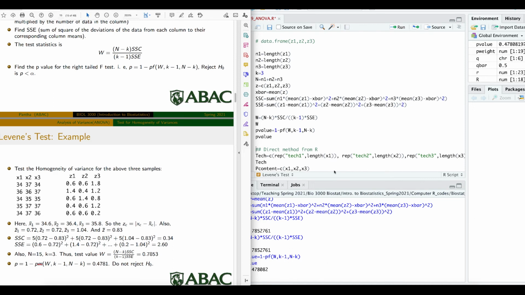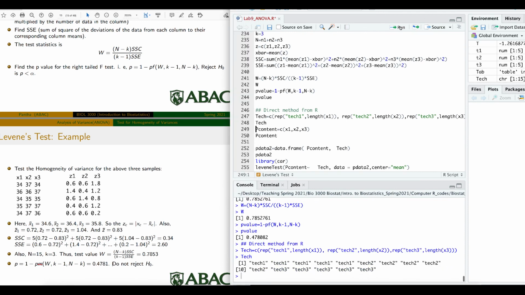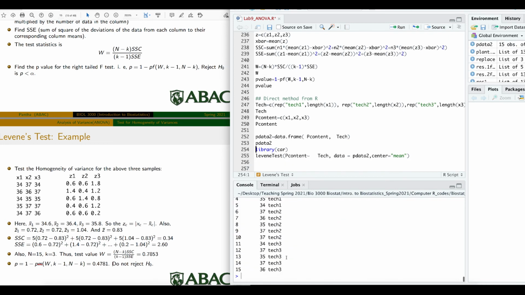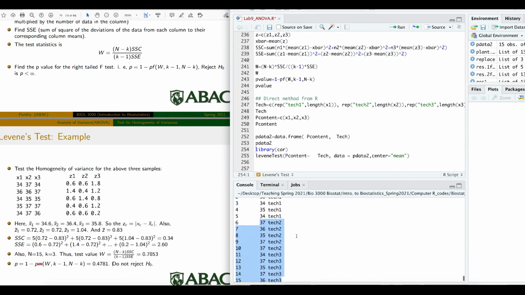Now, how do you do the Levene's test directly using R? Similar to the previous one, you need to first arrange the data, okay? This is the arrangement of the data. First column is all the data. Second column is basically which group it is. I'm just writing take 1, take 2, take 3. So the first 5 data are from the first group. Next 5 data are from the second group, and so on.